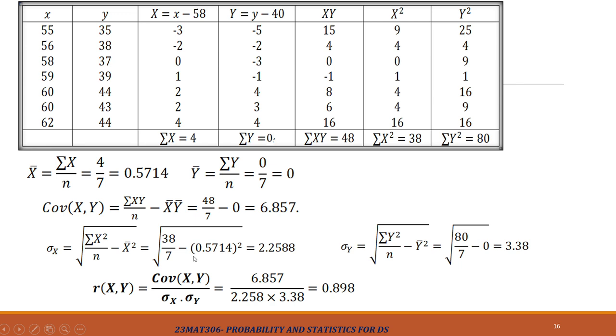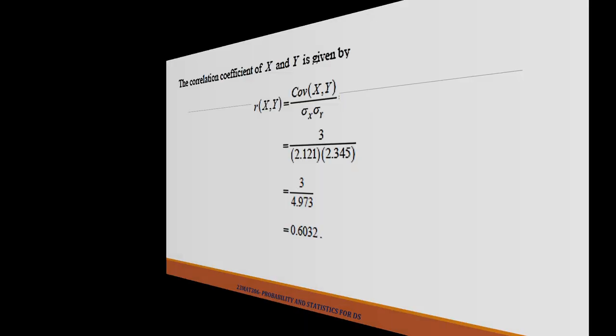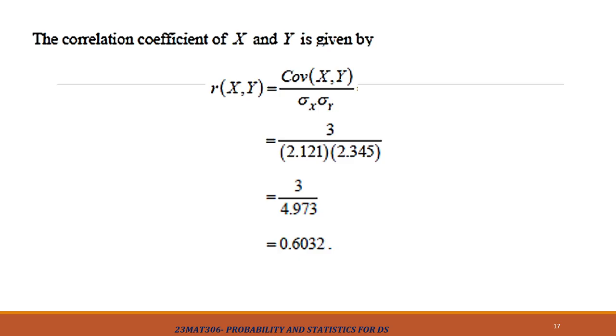When the x and y values are very large, we have to use this method to reduce them to smaller numbers. Finally, substituting in the correlation coefficient equation, the correlation coefficient of X and Y using the above table and the known values, the final answer is 0.6032. It lies between -1 and +1.